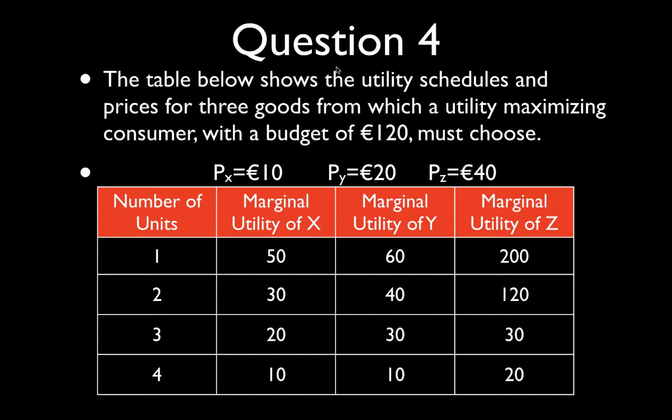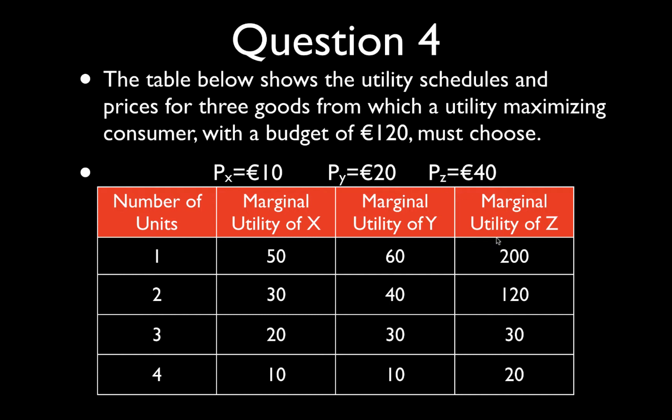So before I explain how to do it, I'm just going to have a quick read through the question, ask you to pause the video, and then we'll go through the answer, and I'll do another two after that. So I'm going to be doing questions 4, 5, and 6. Again, these are the marginal utilities that the consumer receives for each unit of good X in this column, each unit of good Y in this column, and each unit of good Z in this column. 10 euros is the price of good X, 20 euros the price of good Y, and 40 euros is the price of good Z.